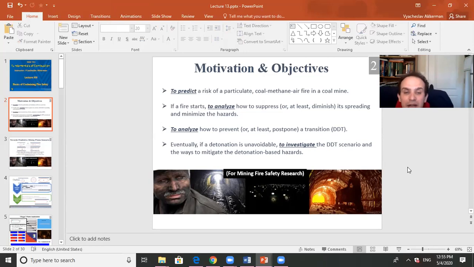Eventually, if we cannot avoid transition of the flame acceleration, let's avoid or at least postpone transition to detonation. Why transition to detonation? Because detonation is very dangerous in enclosures like coal mines, like subways, not just because of combustible nature, but because of shock waves. Shocks propagate very fast, they can crush people, they can kill people, crush equipment on very, very long scales when you're in enclosures.